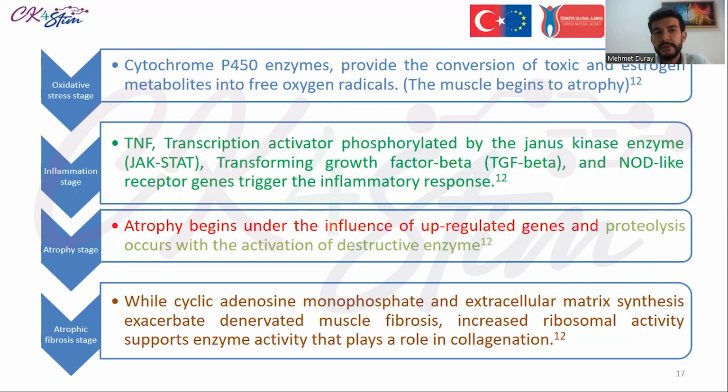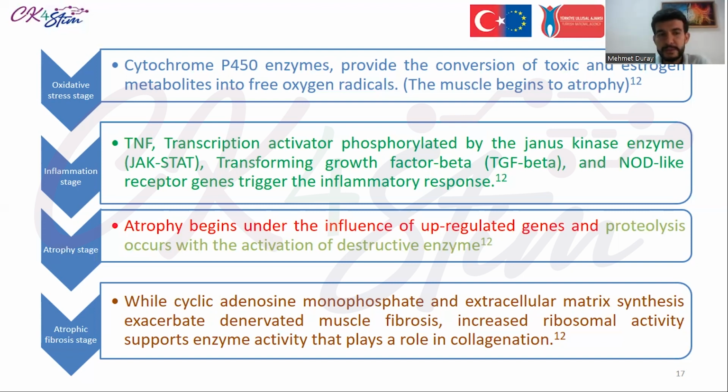In the inflammation stage, some genes such as TNF, transcription activator phosphorylated by the kinase enzyme, or TGF-beta, and NF-kB-like genes trigger the inflammatory response. After inflammation, the atrophy stage begins under the influence of upregulated genes, and in this stage, especially proteolysis occurs with the activation of destructive enzymes.